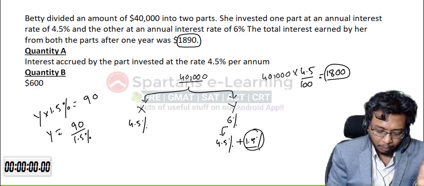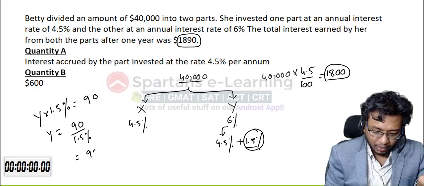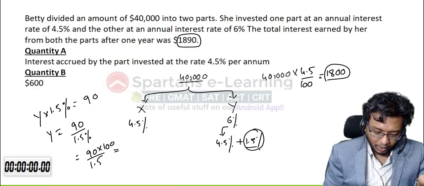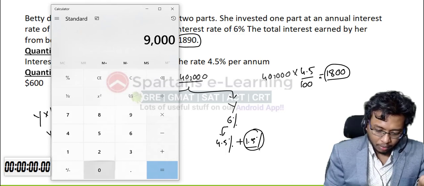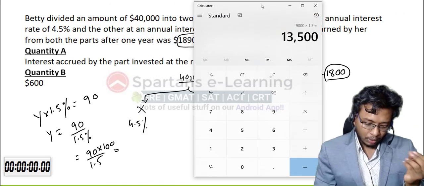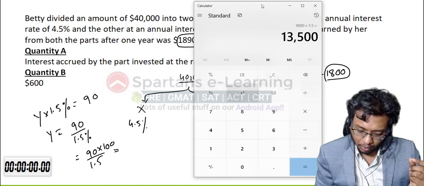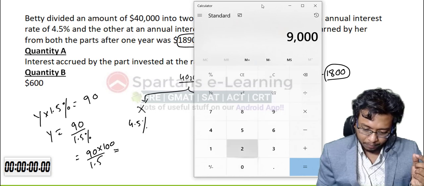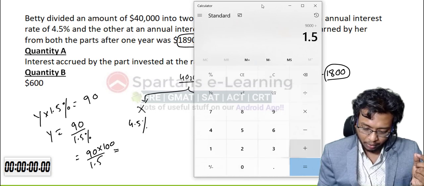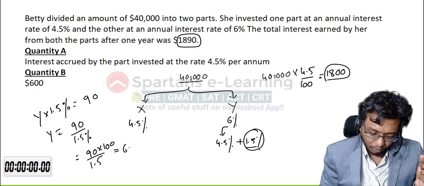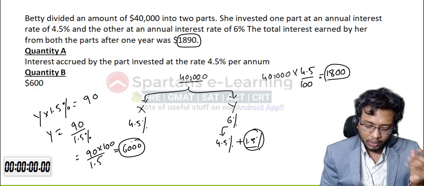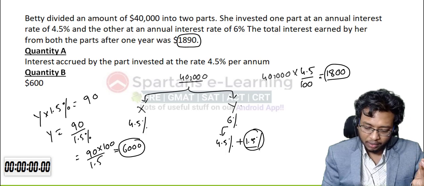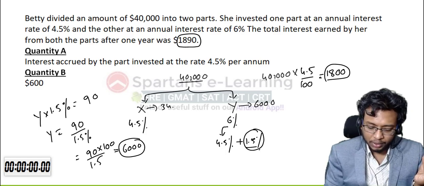Percent means it is 100. So it will be 90 by 1.5 by 100, you take it above, it will be this much. So 9000 by 1.5, it will be 6,000. Now you can say that what is the amount he gave at 6% interest? He gave y value will be 6,000 and this one will be 34,000.